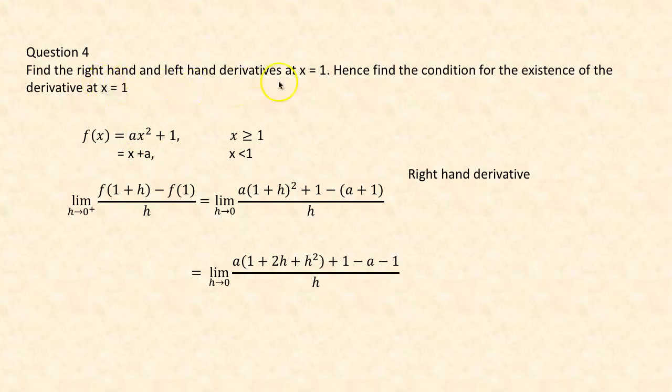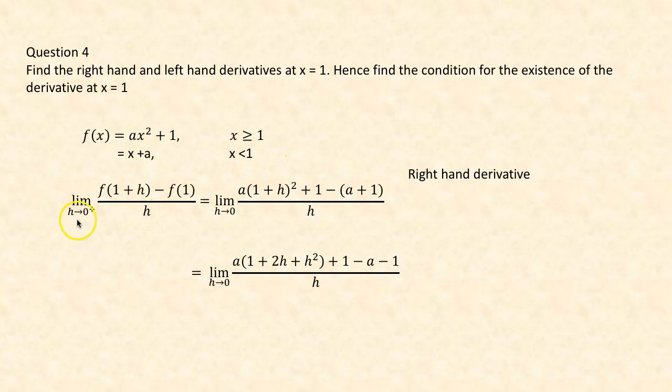Find the right-hand and left-hand derivatives at x equal to 1. Hence, find the condition for the existence of the derivative at x equal to 1. f(x) equal to a x squared plus 1 when x greater than or equal to 1, equal to x plus a when x less than 1.